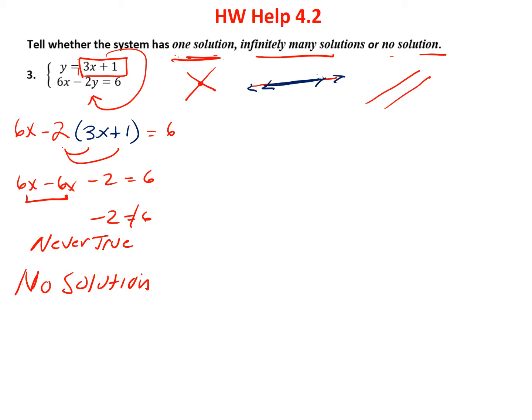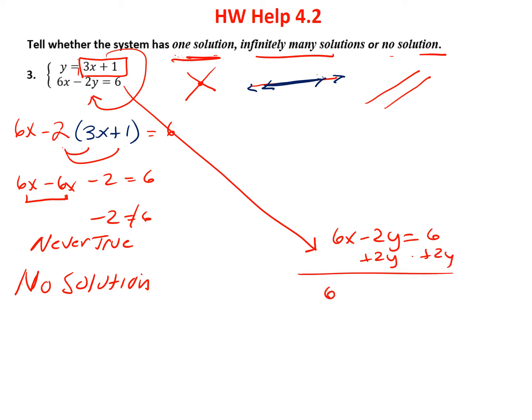If you were to break these down into slope-intercept form, you would find that they both have a slope of 3. In other words, these must be parallel lines. And just to show you that, let me solve this one for y. So if I add 2y to both sides, I get 6x equals 2y plus 6.